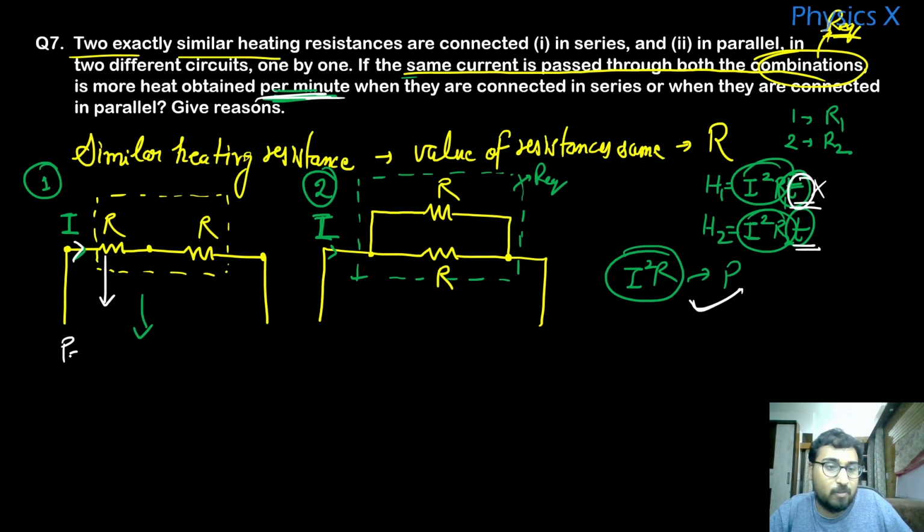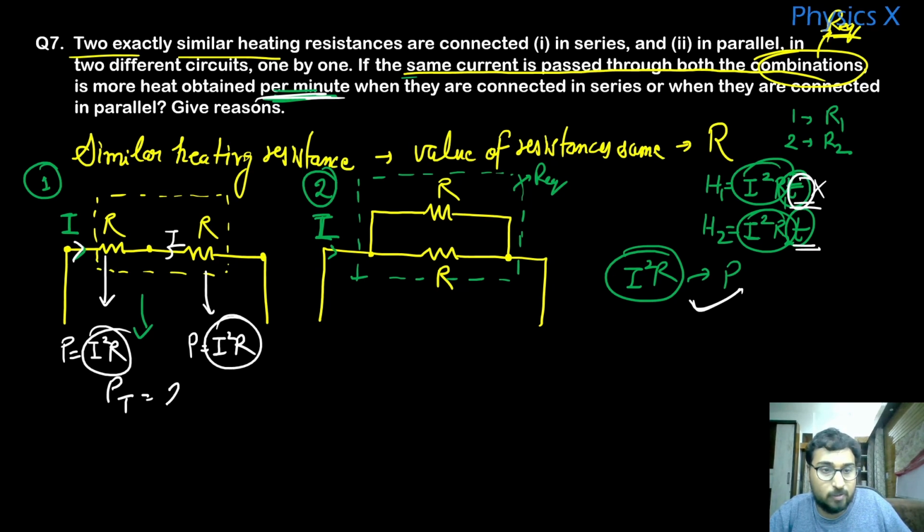So in this case the power will be what? I square R. Here also, since the same current I is coming, the power will be I square R. So what is the total power here? This I square R and this I square R. So this is nothing but 2I square R, the total power in this case. Right. Now let us come to this case.